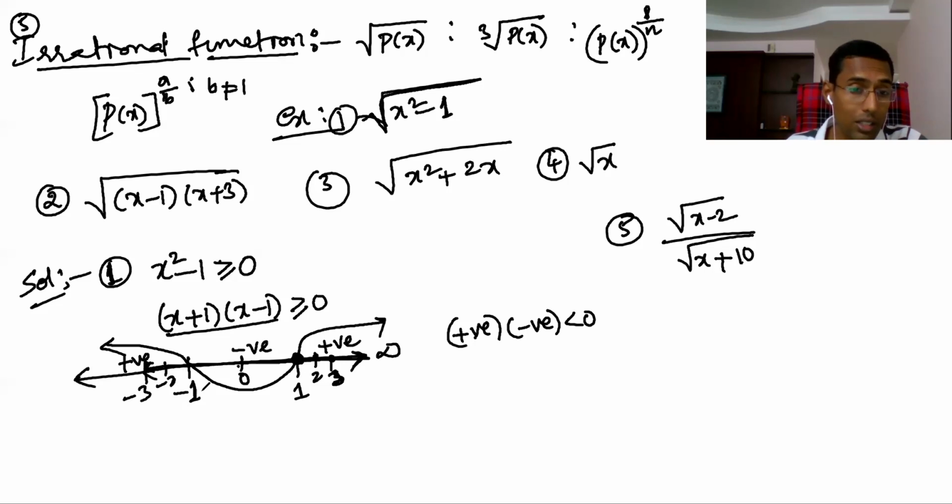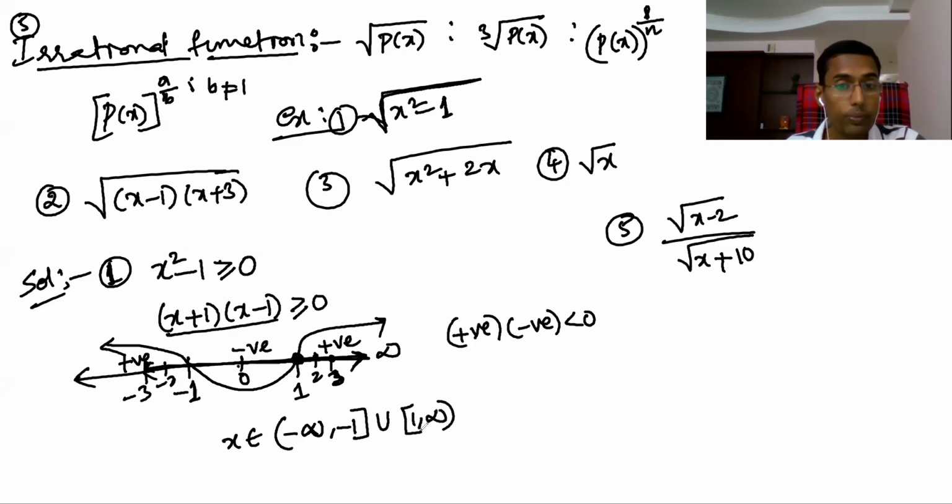So now what is the answer? If you see, x can go from minus infinity to minus 1 closed, union 1 to infinity closed. I told you about intervals in the first class. If you have doubt about these intervals, this is a closed interval.